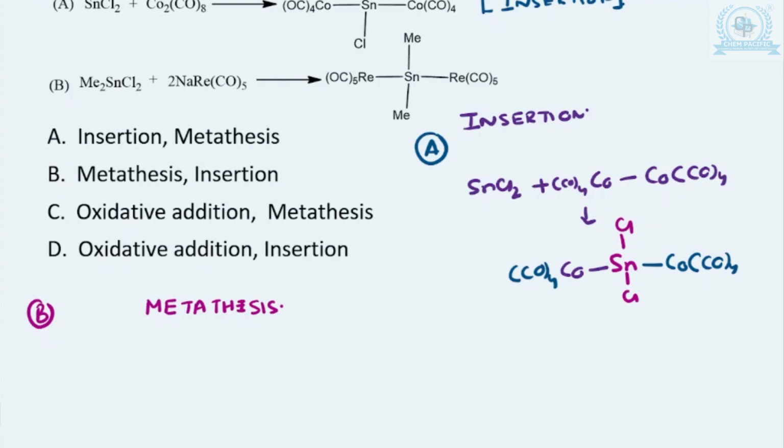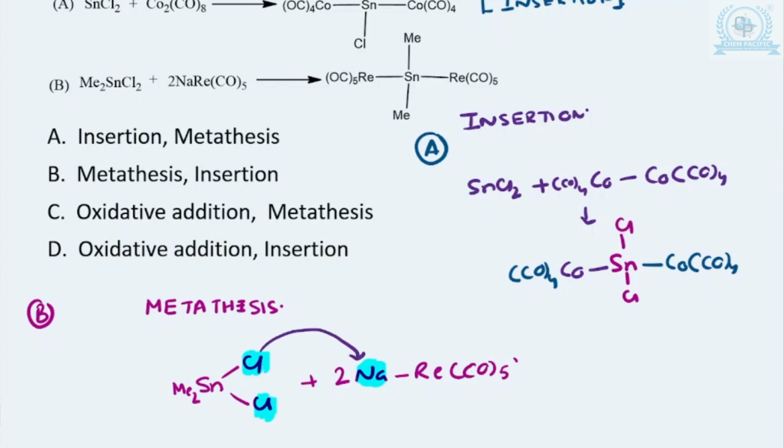Where you can see that over here nothing but the exchange of partners will take place. ठीक है, you have SnMe twice, Cl and Cl, and then you have the 2 NaReCO5. Clearly you can see nothing but the NaCl जो है, they are getting exchanged among themselves. 2 Na है, मतलब this, so they're resulting in the formation of 2 NaCl.